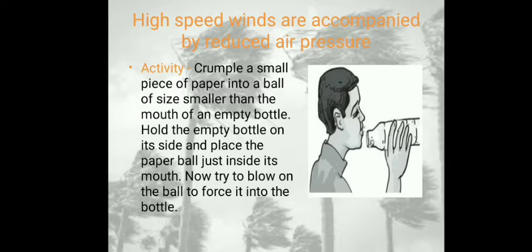But what happens is that even if you try to blow air and put this ball inside the bottle, the ball will not go inside the bottle, it will fall off. Now why does this happen? This happens because wherever there is a high speed of wind, that place will have reduced air pressure.